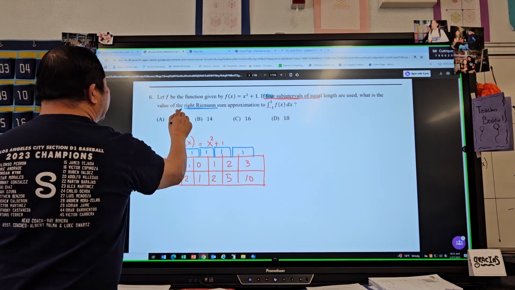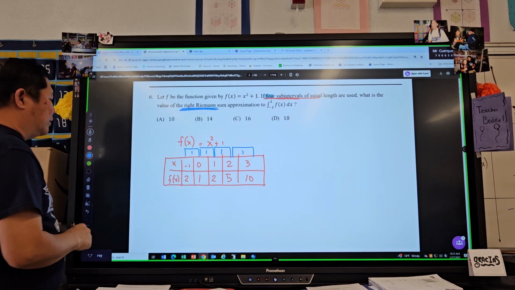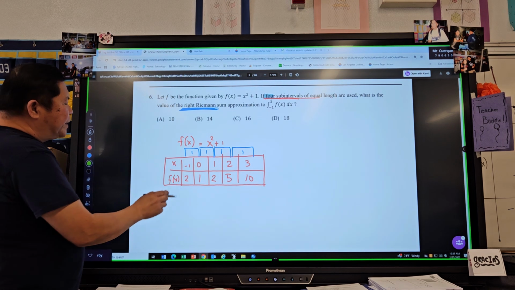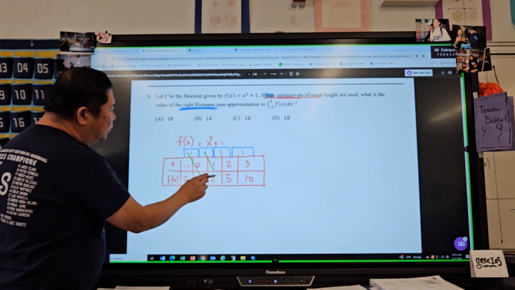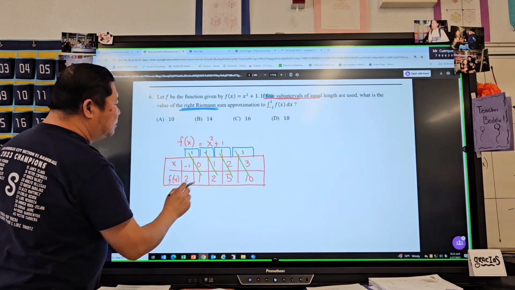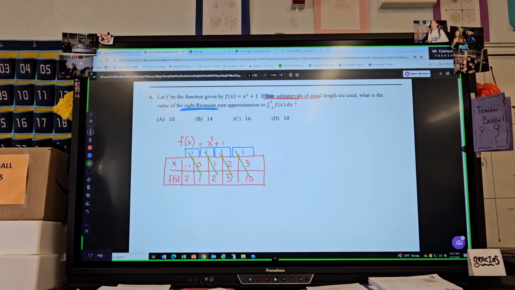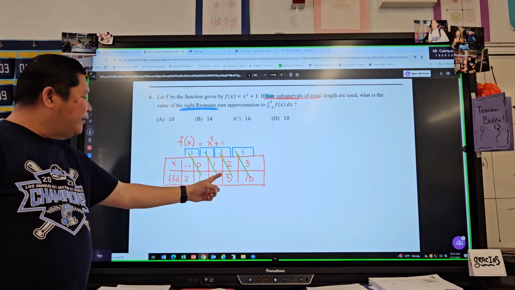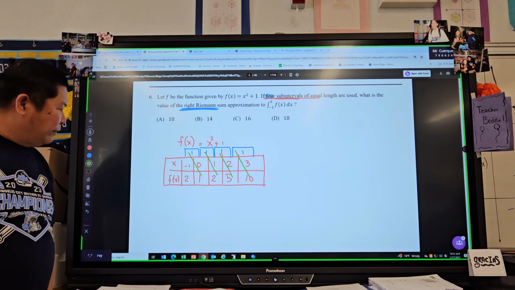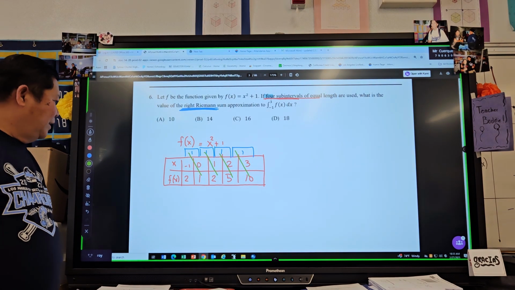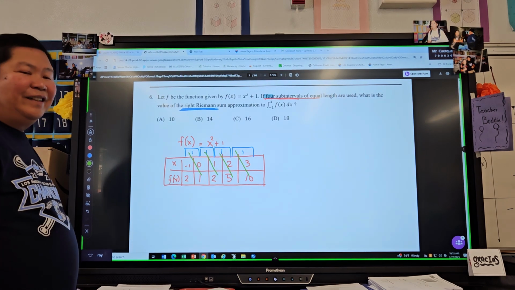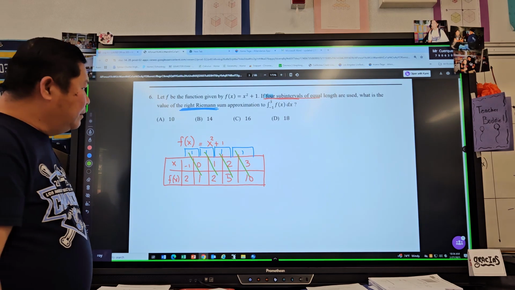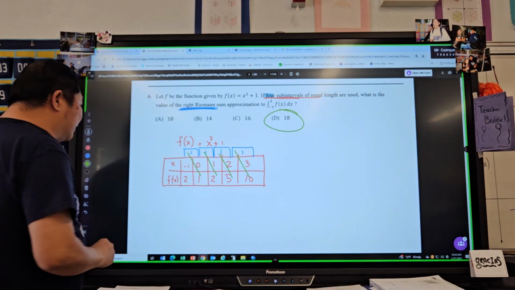And what does it say? Right Riemann sum. I'd like you to highlight or underscore that one. So right, meaning, what is the direction? Towards the right. You get me? Mental math will do 1 plus 2 plus 5 plus 10. What you have? 18? Okay, 18, right? So 18. It's gonna be letter D.